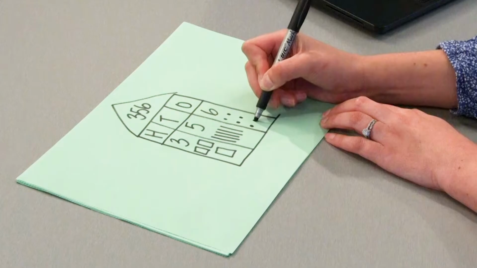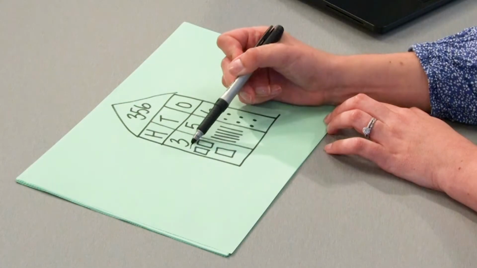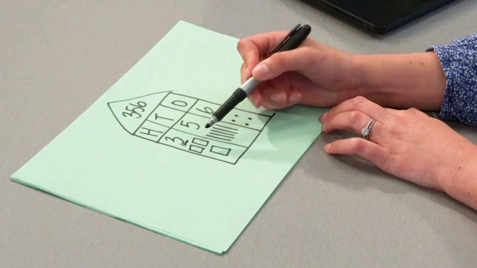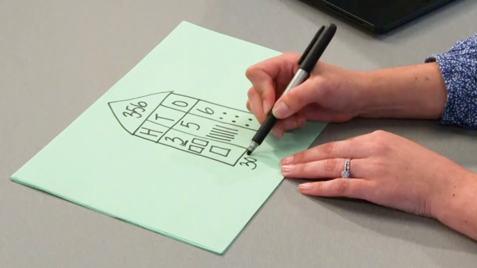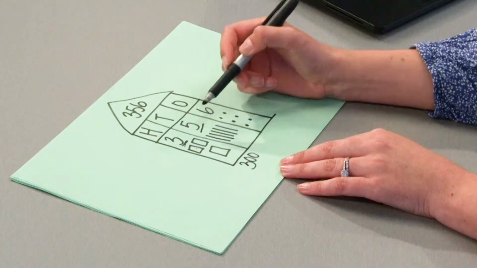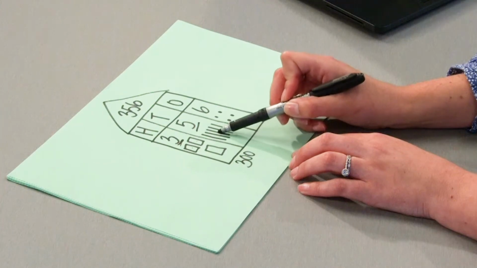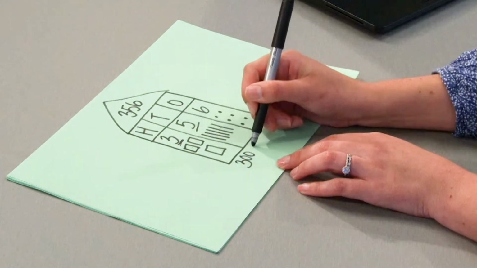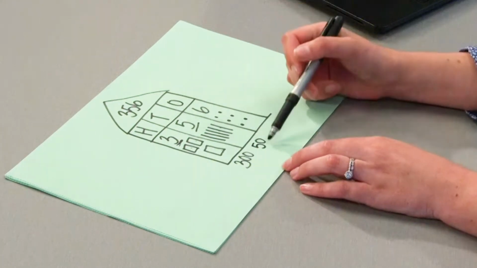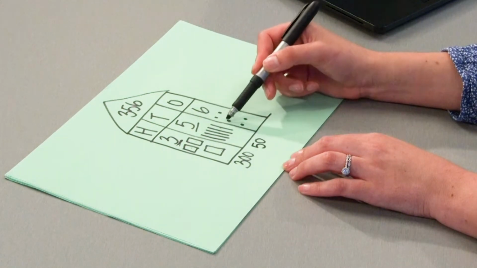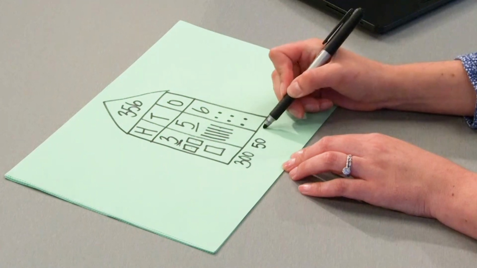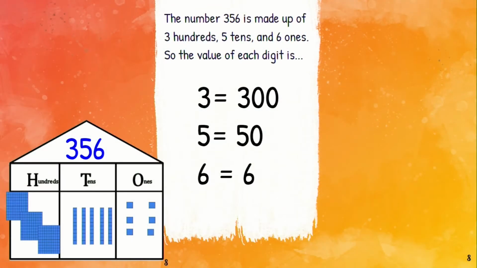So if I were to find the value of the 3 in this number, well, the 3 is in the hundreds place, or the hundreds room, and that is equal to 3 hundreds. In my tens place, I have 5 tens, and these are worth 10, so I can skip count by tens to find out how many I have. So 10, 20, 30, 40, 50. The value of the 5 in the tens place is 50. And the ones, I have 1, 2, 3, 4, 5, 6. So the value of the 6 is just 6. So 356 is made up of 3 hundreds, 5 tens, or 50, and 6 ones.